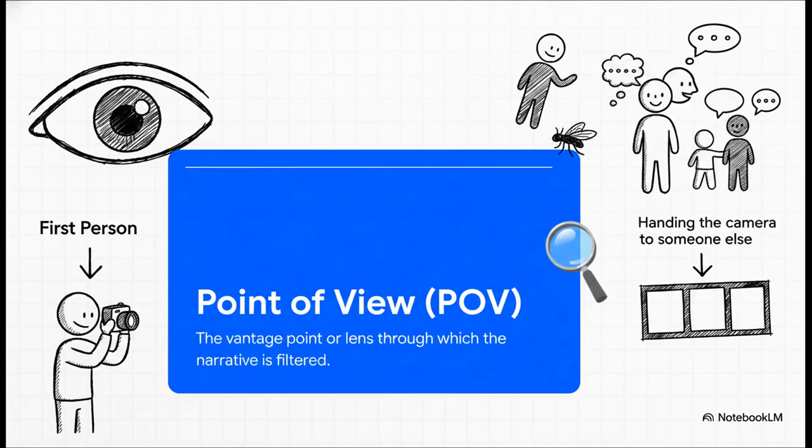It's the vantage point filtering the whole narrative. If your cameraman is first person, using I, you gain this incredible intimacy, but you run the risk of having an unreliable narrator. If you use third person, he, she, they, you've got options.